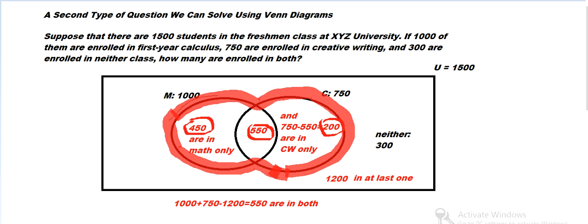Another thing is, in problems like this, you're going to be given every piece of information except for one. Either we'll be given everything but how many are enrolled in both, or everything but how many are enrolled in neither. We'll have all the information but one piece, and then we can use the rest to piece it together like a detective.